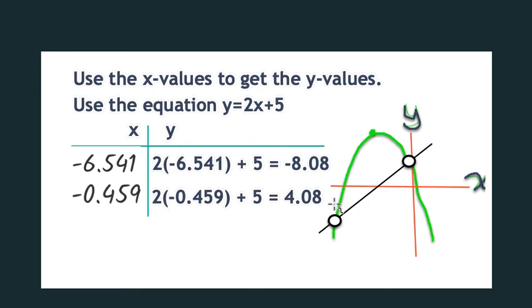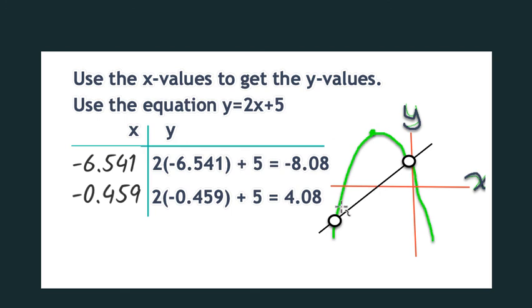So now what about y values? Well, I'm going to use the equation of the straight line, 2x plus 5, to figure out the y values. So I know that the first point of intersection, the x value is negative 6.541. Now I replace x with negative 6.541. So right here I'm replacing this x, right, with negative 6.541. And then 2 times that plus 5, negative 8.08.